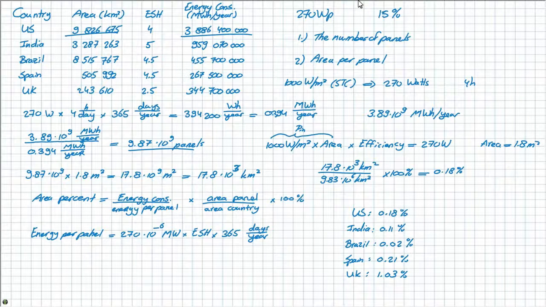Therefore, for the final two questions, the country with the highest percentage of area needed to supply its own energy demand is the UK with 1.03%, and the country with the lowest is Brazil with 0.02%.